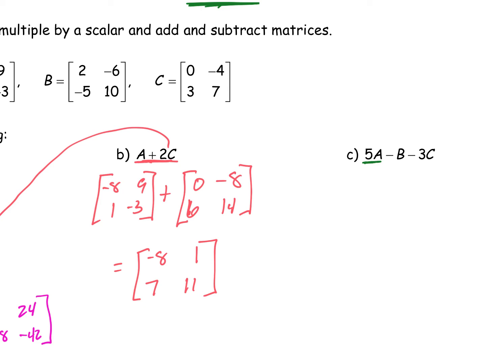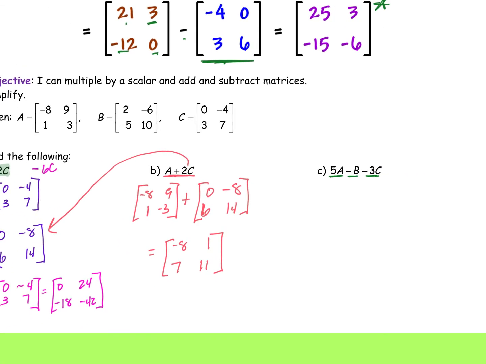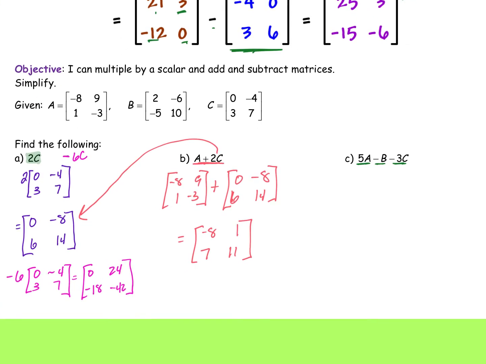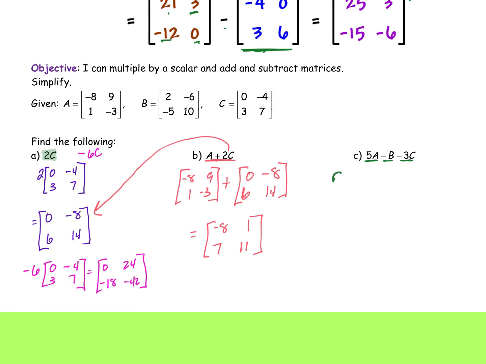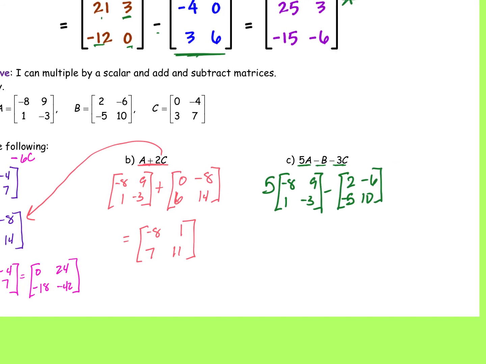So it wants 5A minus B minus 3C. So let's write this whole thing out. Let me make it a little smaller so I can see everything here. So I've got 5 times -8, 9, 1, and -3, minus matrix B, which is 2, -6, -5, 10. Am I going to have enough room? Oh, yes. Minus 3 times 0, -4, 3, and 7.